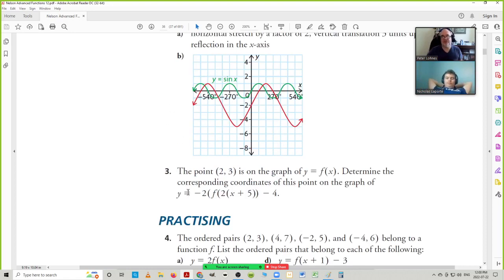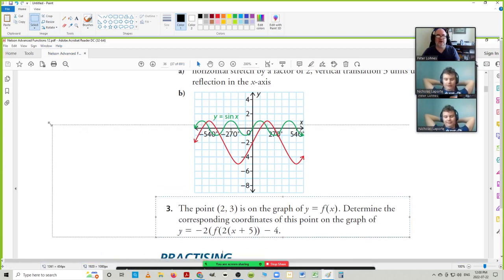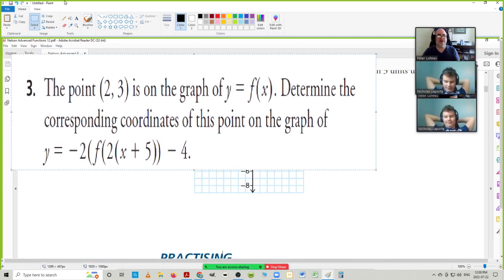What do they want you to do here? They say, here's a point on this graph, and they say determine the corresponding coordinates of this point on the graph of whatever this is. What would I do to it? I feel like I know what to do, but the way they said it is just weird. Let's go slow. We're working with one point, aren't we?